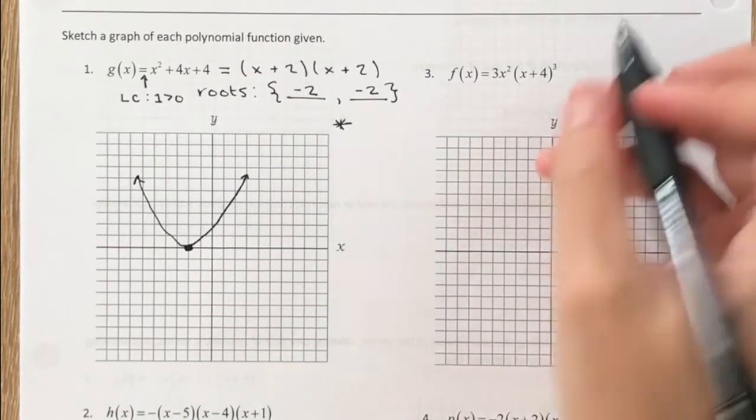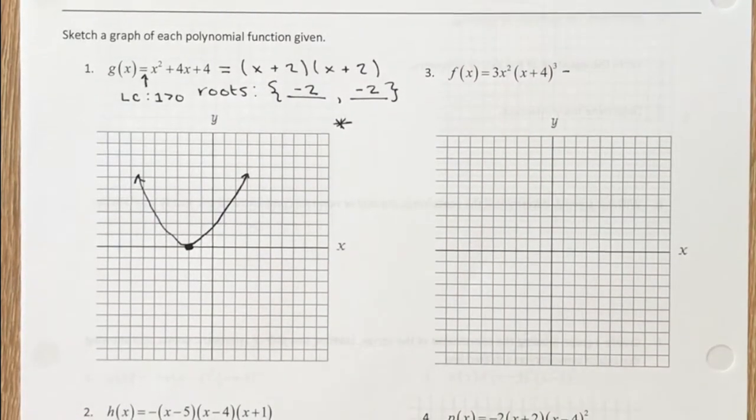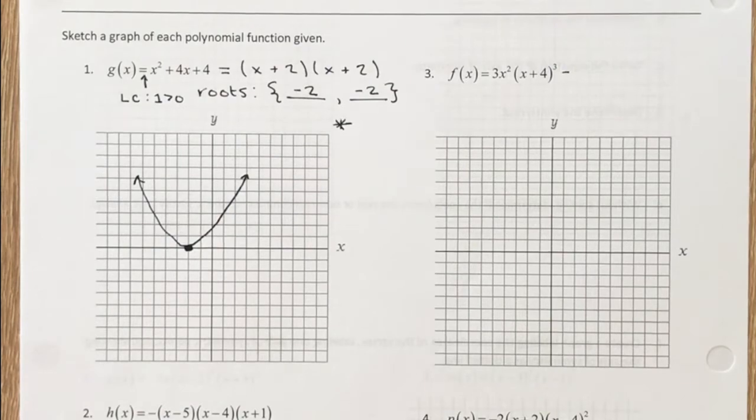Let's do the same thing for number 3 here. This is already totally factored for us, so the first thing we need to do is just find our roots.